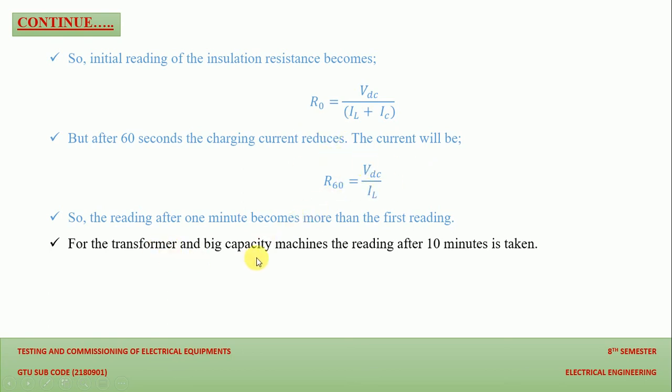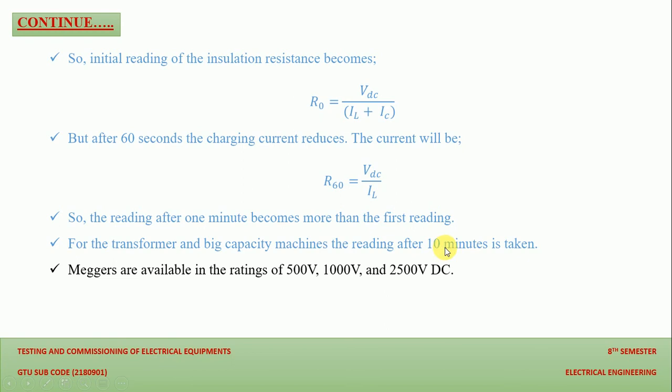For the transformer and big capacity machines, the reading must be taken after 10 minutes, because after that we do not have a charging current. So that's the important point while we are measuring the insulation resistance. And meggers are available in the market in the range of 500 volt, 1000 volt and 2500 volt DC. According to our requirement, we can purchase a megger and measure the insulation resistance periodically to improve the life of our device.